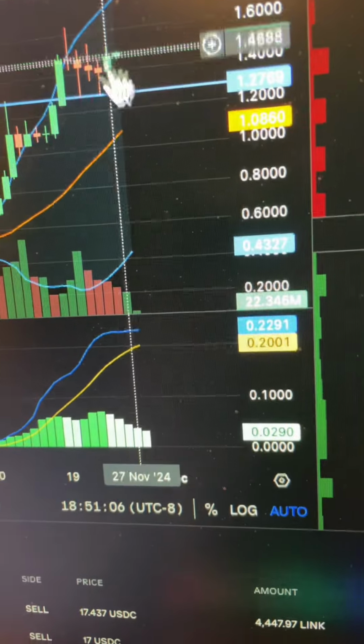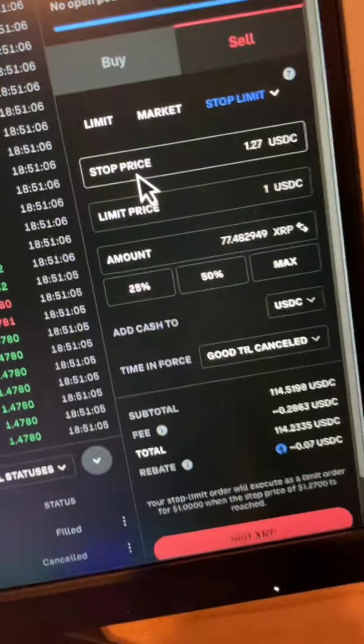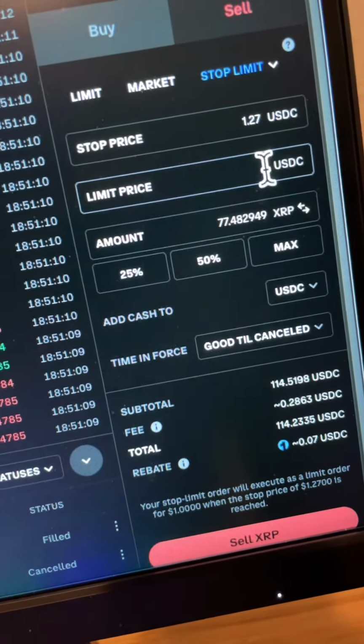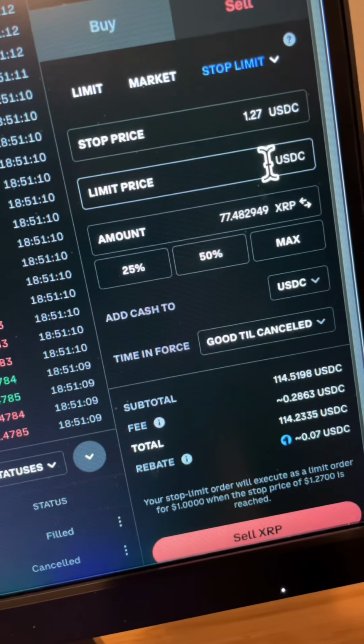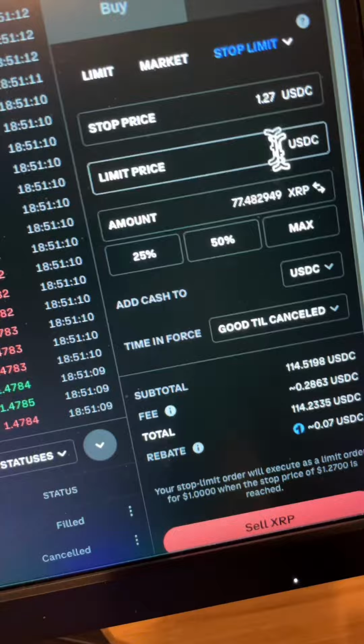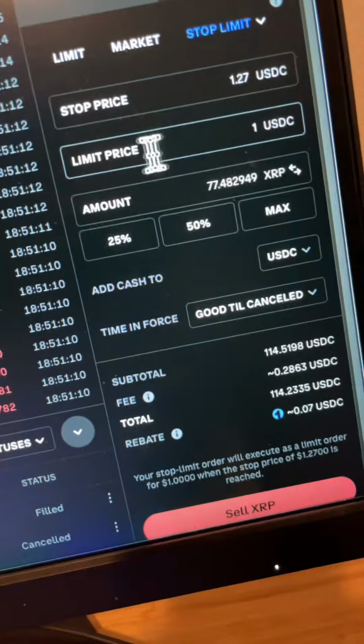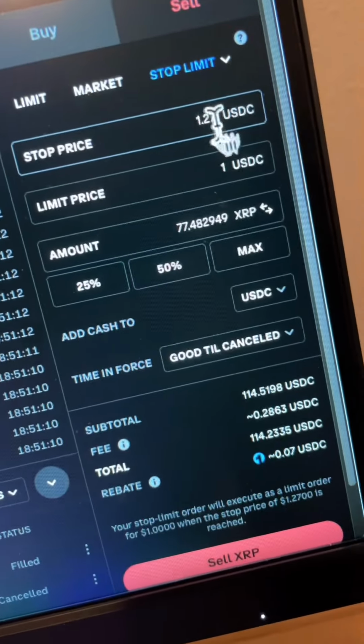If that 1.27 level were to break, I would just say, okay, create a market order for $1. That doesn't mean that it's going to execute at $1. It's going to execute at the highest price above $1. So it might execute at like 1.26.5 or 1.26.7. The limit price just has to be lower than this price.